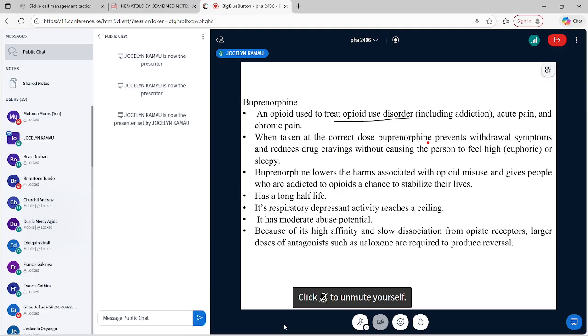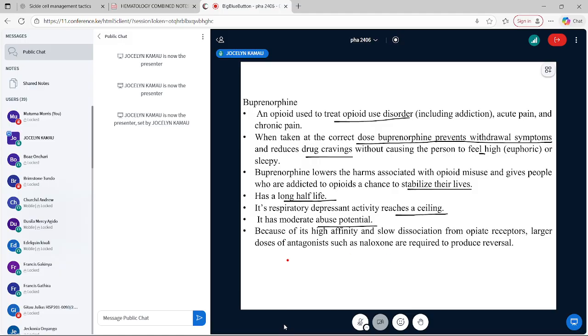When taken at the correct dose, buprenorphine prevents withdrawal symptoms and reduces drug cravings without causing the person to feel high or euphoric or sleepy, because we have said it is less euphoric compared. It's a partial agonist when it comes to euphoria. Buprenorphine lowers the harms associated with opioid misuse and gives people who are addicted to opioids a chance to stabilize their lives. It has a long half-life. Its respiratory depressant activity reaches a ceiling, as I've said, or a plateau. It has a moderate abuse potential, not as serious as that of morphine and the oxycodones and the oxymorphones.